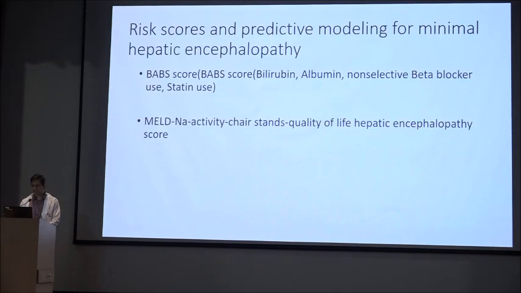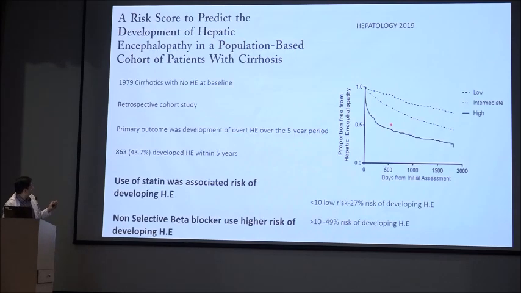So some of the other proposed tests which are used for prediction of hepatic encephalopathy are the BAP score, which is bilirubin, albumin, non-selective beta blocker usage, and statin use, and a MELD sodium, activity, chair stand, quality of life hepatic encephalopathy index. It's a very complicated test. So, a risk score to predict the development of HE in this patient.